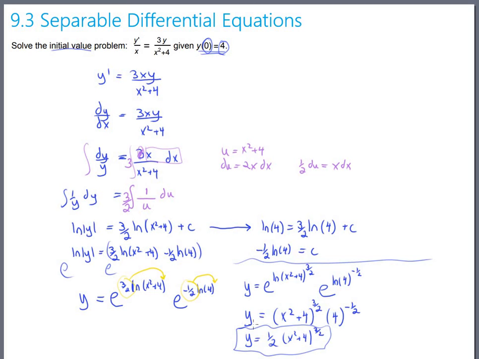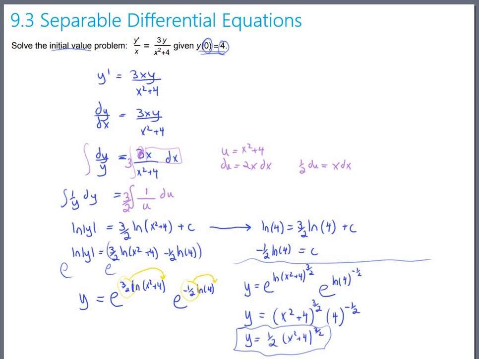When you plug in 0, you should get 4. So 0 plus 4 is 4, square root of which is 2, cubed is 8, half of that is 4. Okay, plugging in 0 does give you 4, and presumably if you took the derivative of the function, divided that by x, it would be equal to 3 times the function divided by x squared plus 4. Let's not check that.